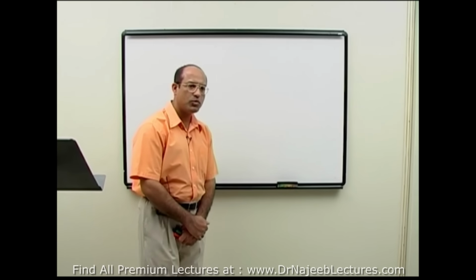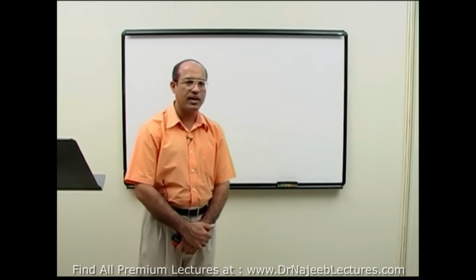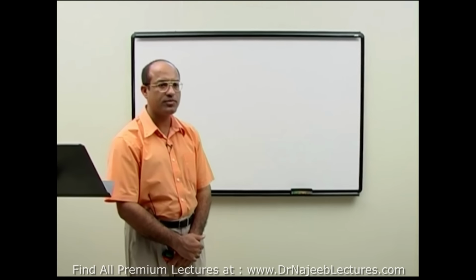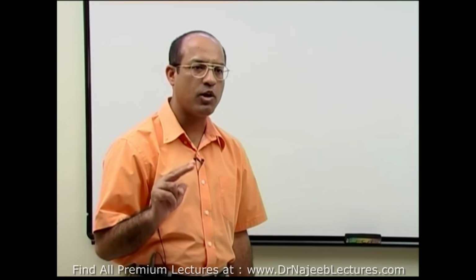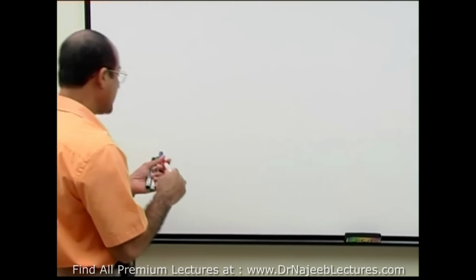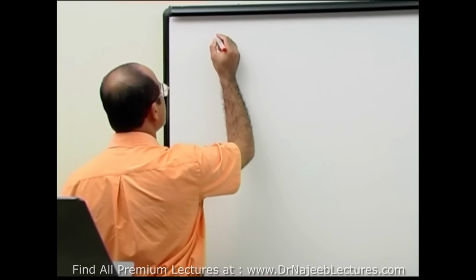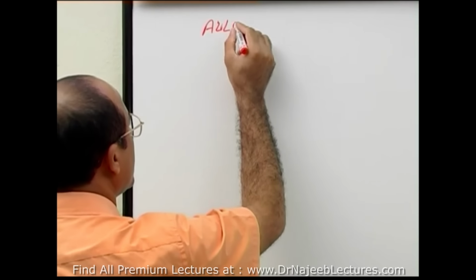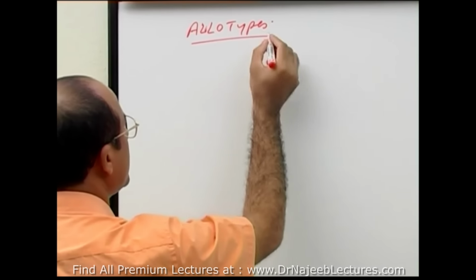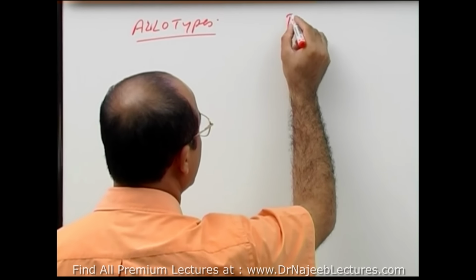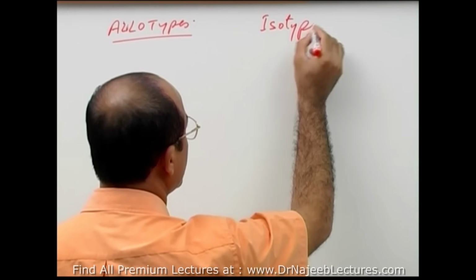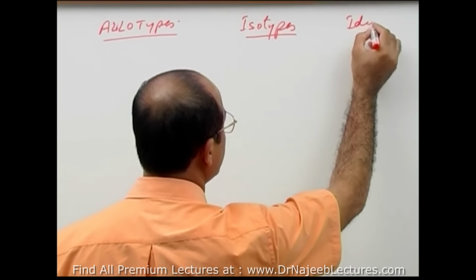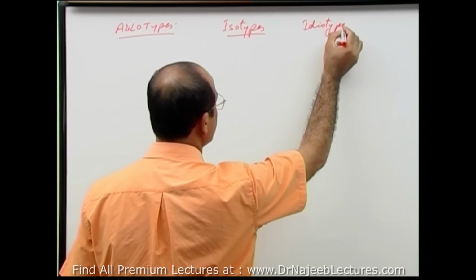Okay, I will ask you some questions. Now we will talk about another way to type the antibodies. Antibodies can be classified as idiotypes, allotypes and isotypes. Another way to classify antibodies is allotypes, isotypes and idiotypes.